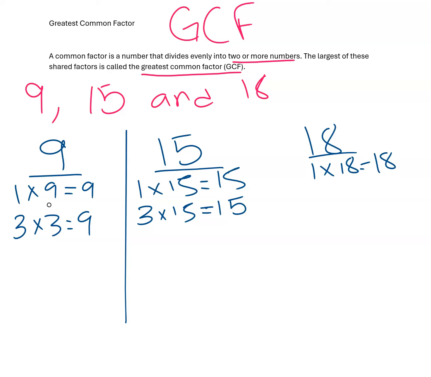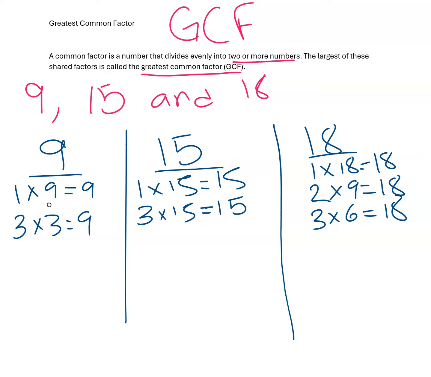All right, so for 18, we have 2 times 9 equals 18. We also have 3 times 6 equals 18. So now we got all of the factors that equal each of the numbers. So we're going to move on to step 2.